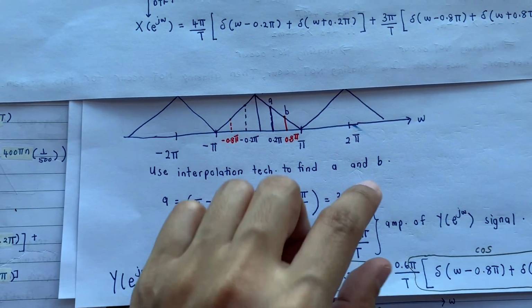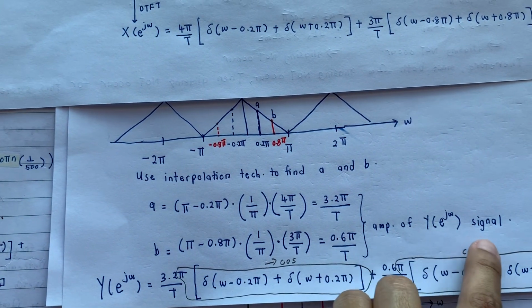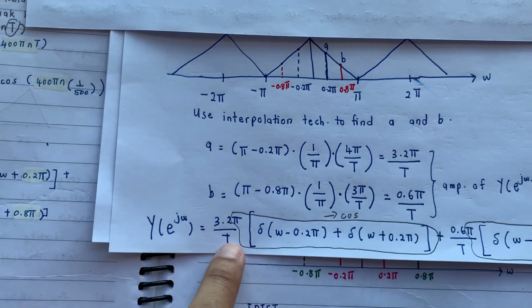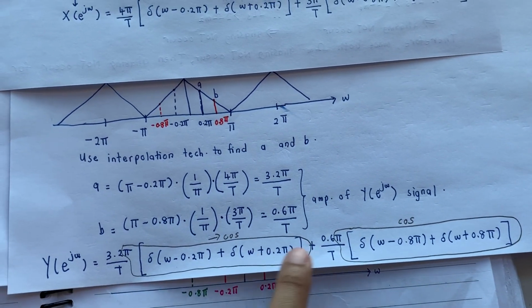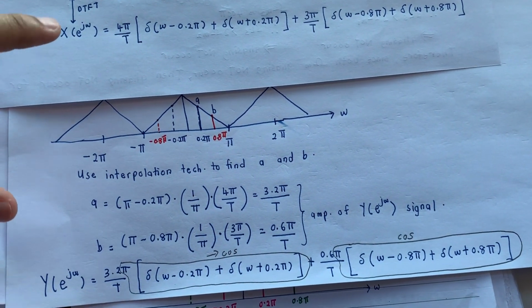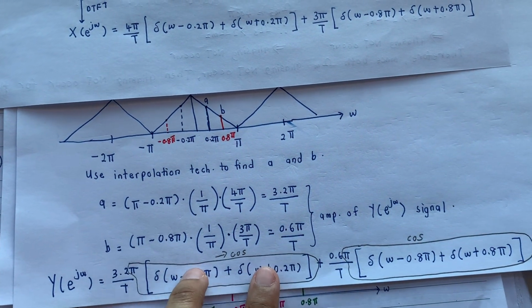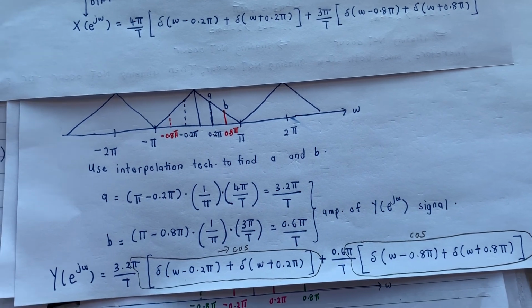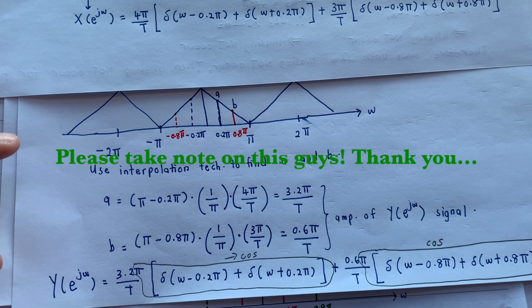Basically these two are the amplitudes of the Y(e^{jω}) signal. From here we can derive your Y(e^{jω}) equation, which is this one. In the video I show you how to form it: you can get cos, and 3.2 pi and 0.6 over T.